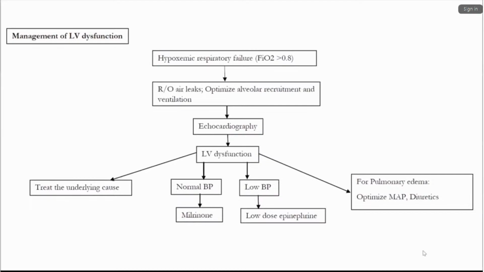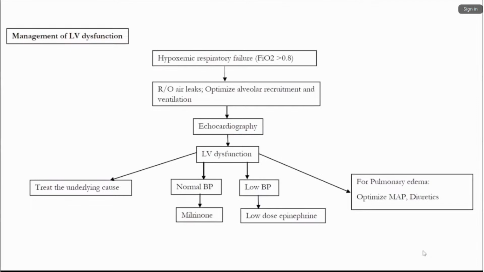First, whenever there is respiratory failure and the FiO2 requirement is very high, around 70 to 80%, the first thing we should do is optimize alveolar ventilation and lung recruitment. Plus, we should rule out pneumothorax and air leaks. Once all this is sorted, first we should do the echocardiogram and see the dysfunction. If it's left ventricle dysfunction and we have some underlying causes like birth asphyxia or sepsis, we should treat them first.